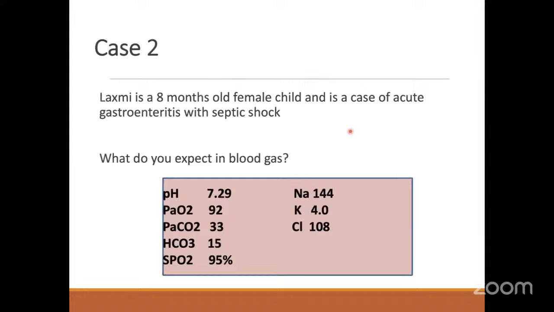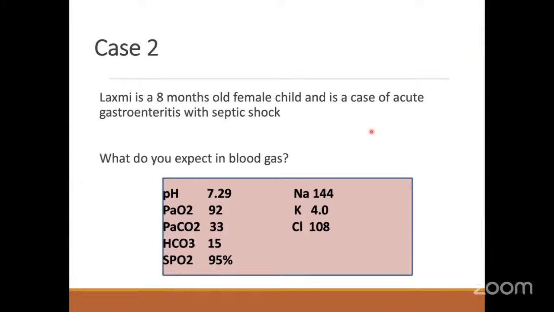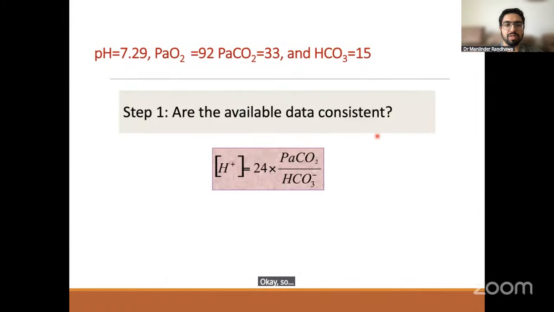We'll wait for 10 more seconds. We want participants to please type. They are again writing metabolic acidosis. Okay, so they are absolutely right.